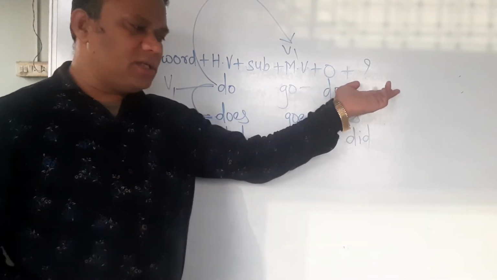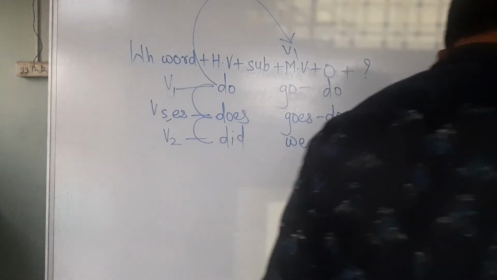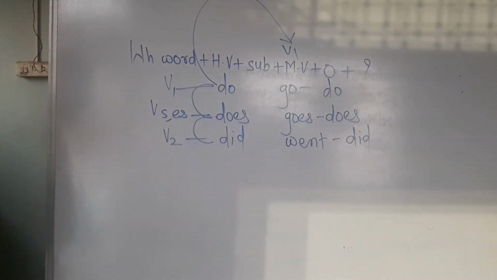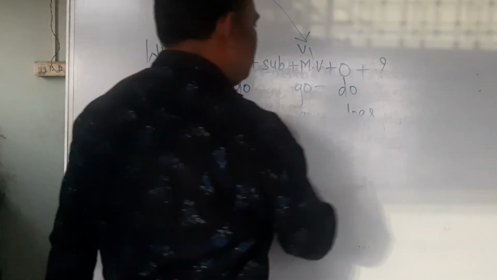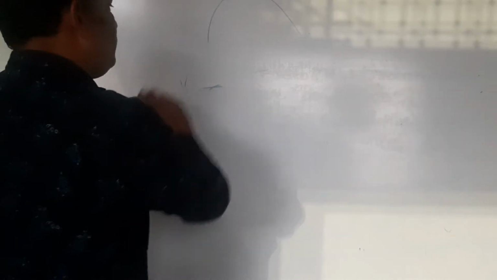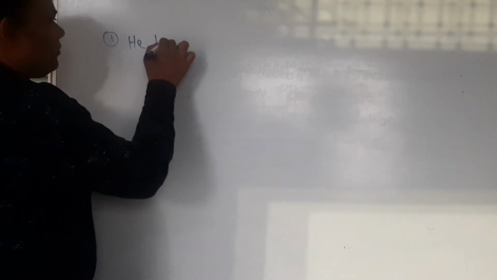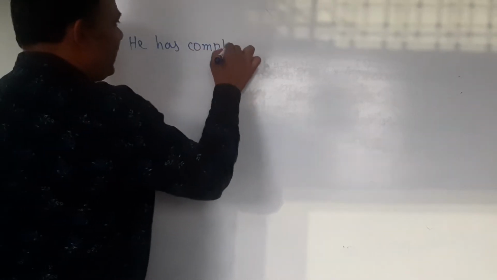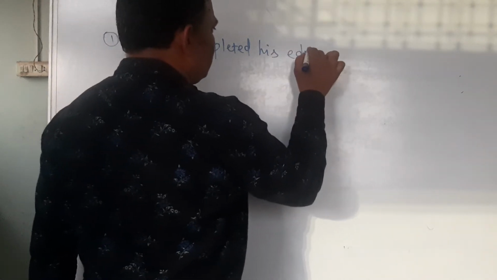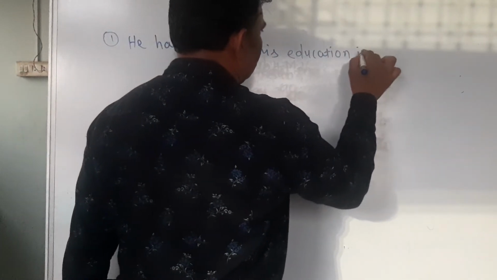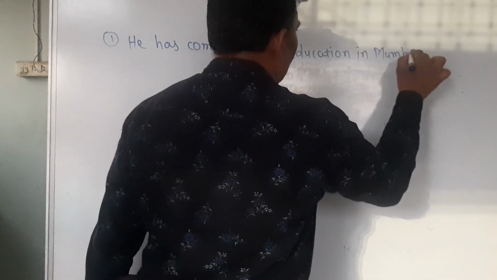Now I'll explain some sentences on the board. See here. First one. He has completed his education in Mumbai.